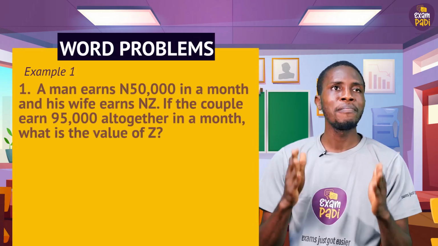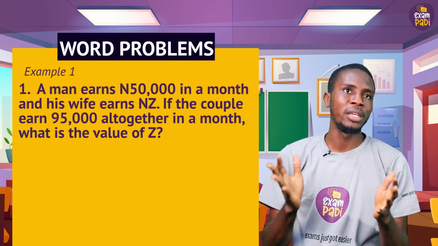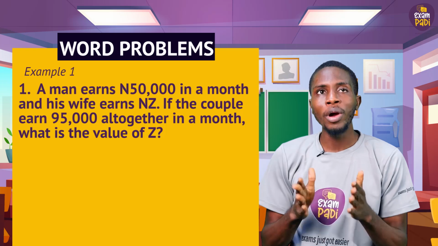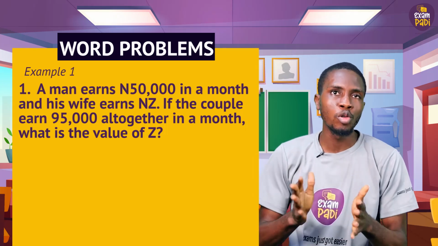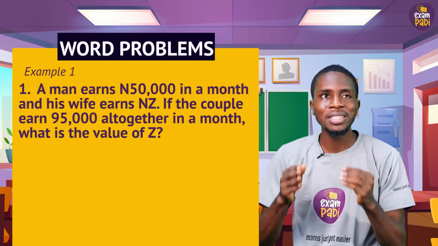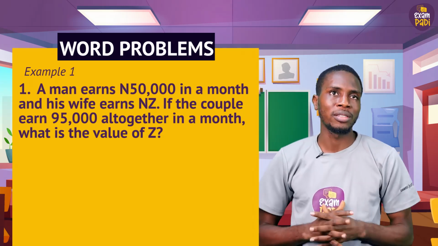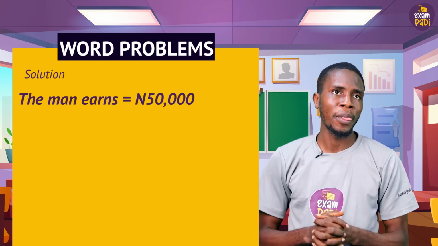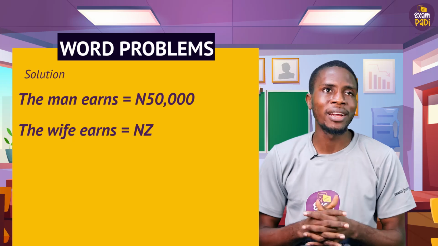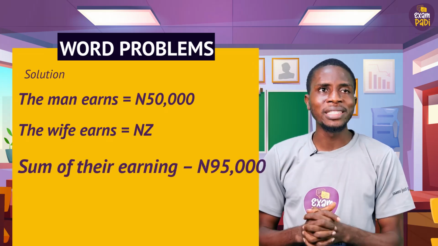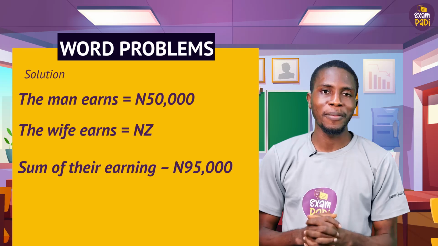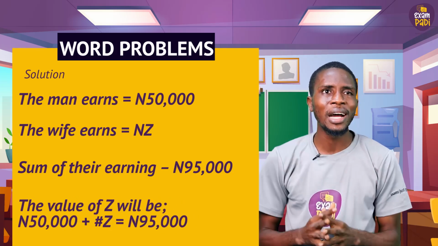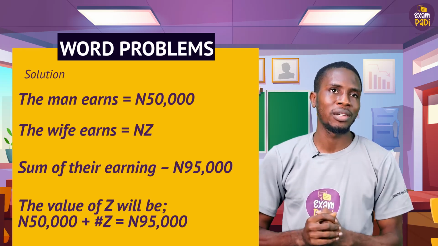1. A man earns 50,000 naira in a month and his wife earns Z naira. If the couple earn 95,000 naira altogether in a month, what is the value of Z? Solution. The man earns 50,000 naira. The wife earns Z naira. The total sum of their earning is 95,000 naira. The value of Z will be 50,000 naira plus Z naira equals 95,000 naira.